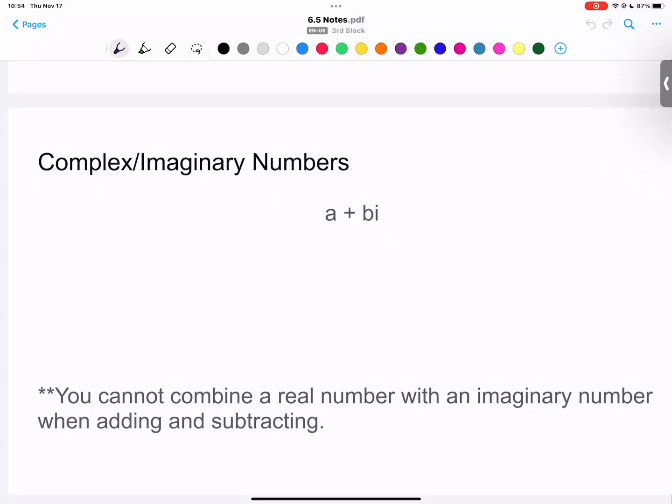Okay, yesterday we talked about complex and imaginary numbers. So remember, the square root of -1 is equal to i. So anytime you see i, you should think square root of -1. Now, if we're looking at this complex number here, a is the real part and bi is our imaginary part. Again, that would be whatever number b is times i.